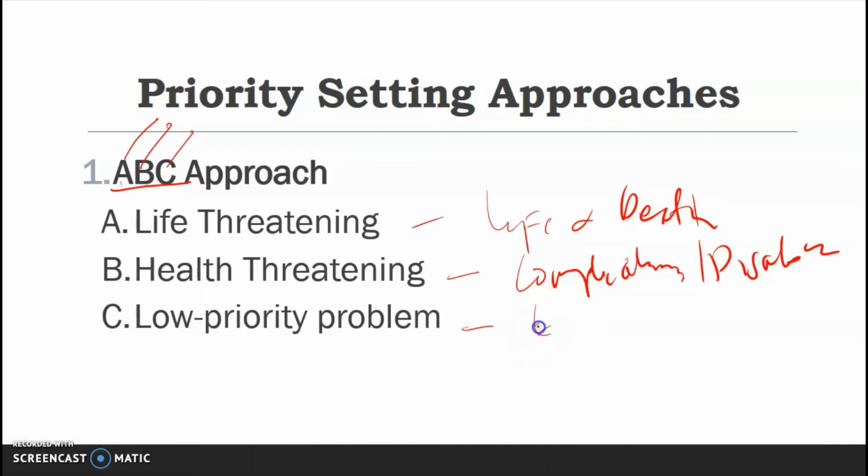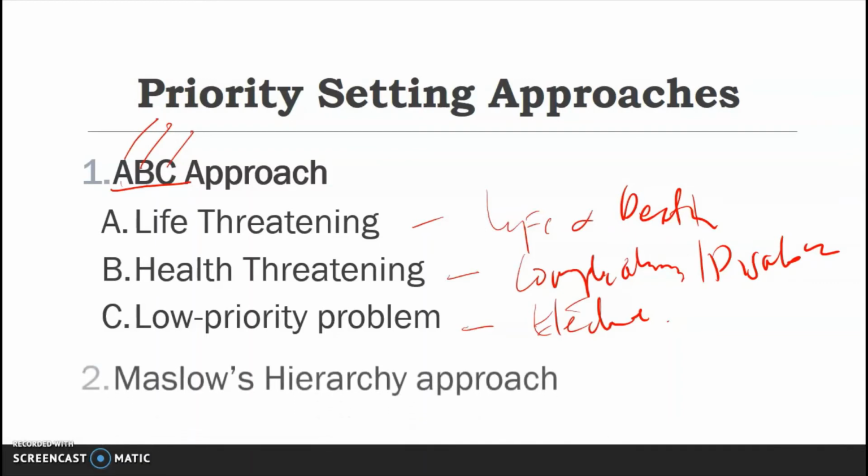So, ibig sabihin, ito yung mga tinatawag nating elective cases. Okay, yung mga hindi masyadong life-threatening, kaya pwede nating ipagpaliban. Of course, based on this priority setting, if the condition is a life-threatening condition in relation to the nursing diagnosis, dapat yun ang unahin natin. So that is the ABC approach.